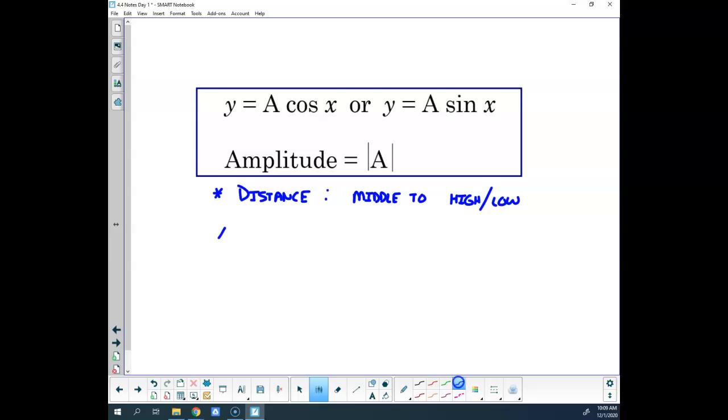The A value is going to control, in your graph, the high point, the low point, and the range, since the range is made up of the high value and the low value.